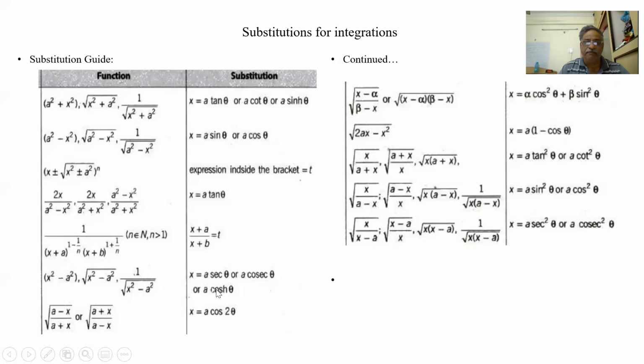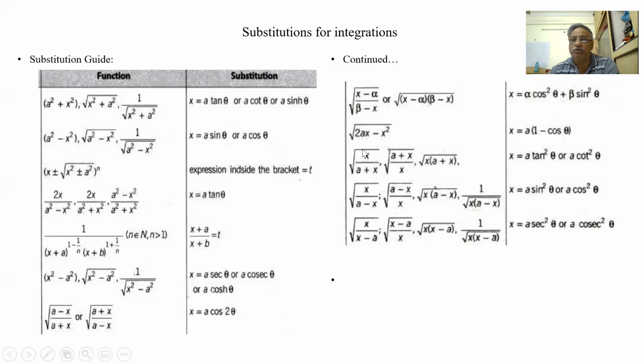Instead of t square, I put cos 2 theta. Also this root will go out. This is a special case. You have to see this application. This is 2x minus x square. X into a into 1 minus cos theta. Suppose 2a into 1 minus cos theta, 2a square into 1 minus cos theta minus 1 minus cos theta whole square. So again, we know 1 minus cos theta can be written as 2 sin squared theta by 2.